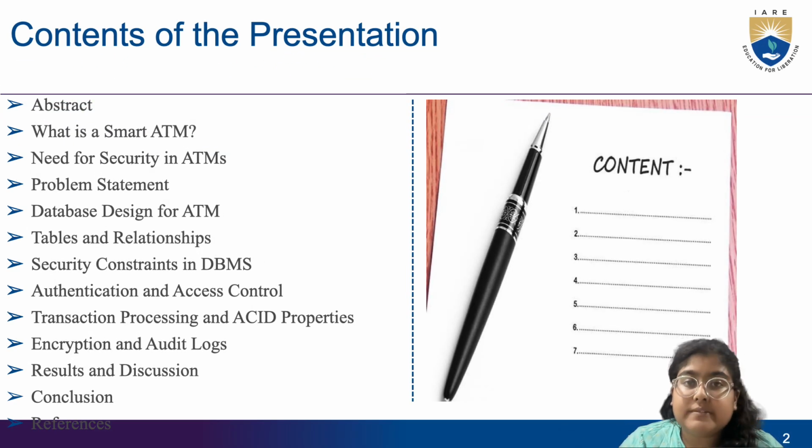Now, let me briefly walk you through the structure of this presentation. We begin with the abstract, followed by an introduction as to what a smart ATM is. Then we move into the need for security in ATMs and the problem statement. After that, we focus on the core DBMS part, including database design, tables and relationships, and security constraints. We also discuss authentication, transaction processing, encryption, and finally we conclude with results and insights.